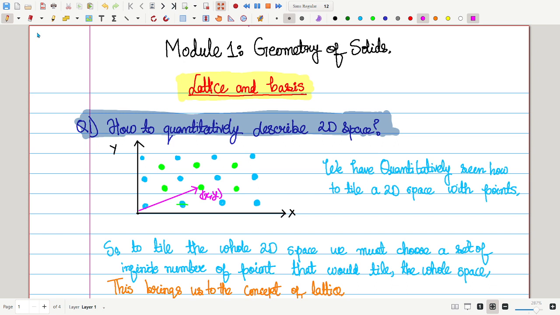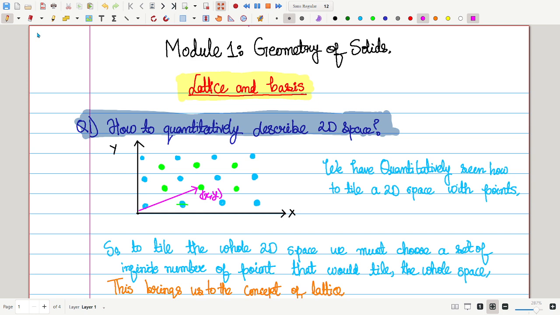To know the solids, to know the structure of solids or materials, we need to know what the geometry is, what the atomic structure is, what the lattice structure is, what the material structure of the solids is. So for that, we need to know how lattices are formed, how we quantify and how we describe a 2D system, a 3D system in a geometrical manner. So module one of this whole course will be geometry of solids.